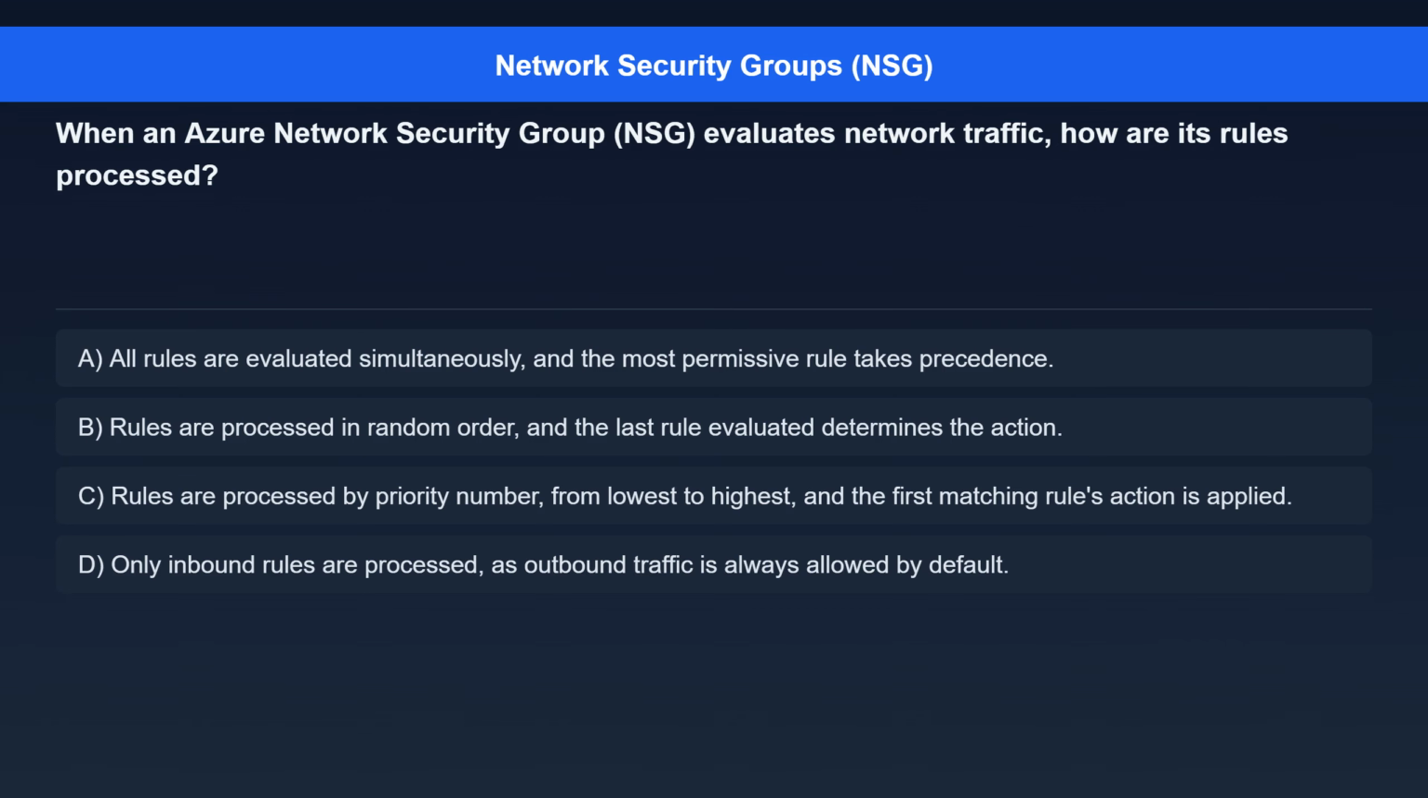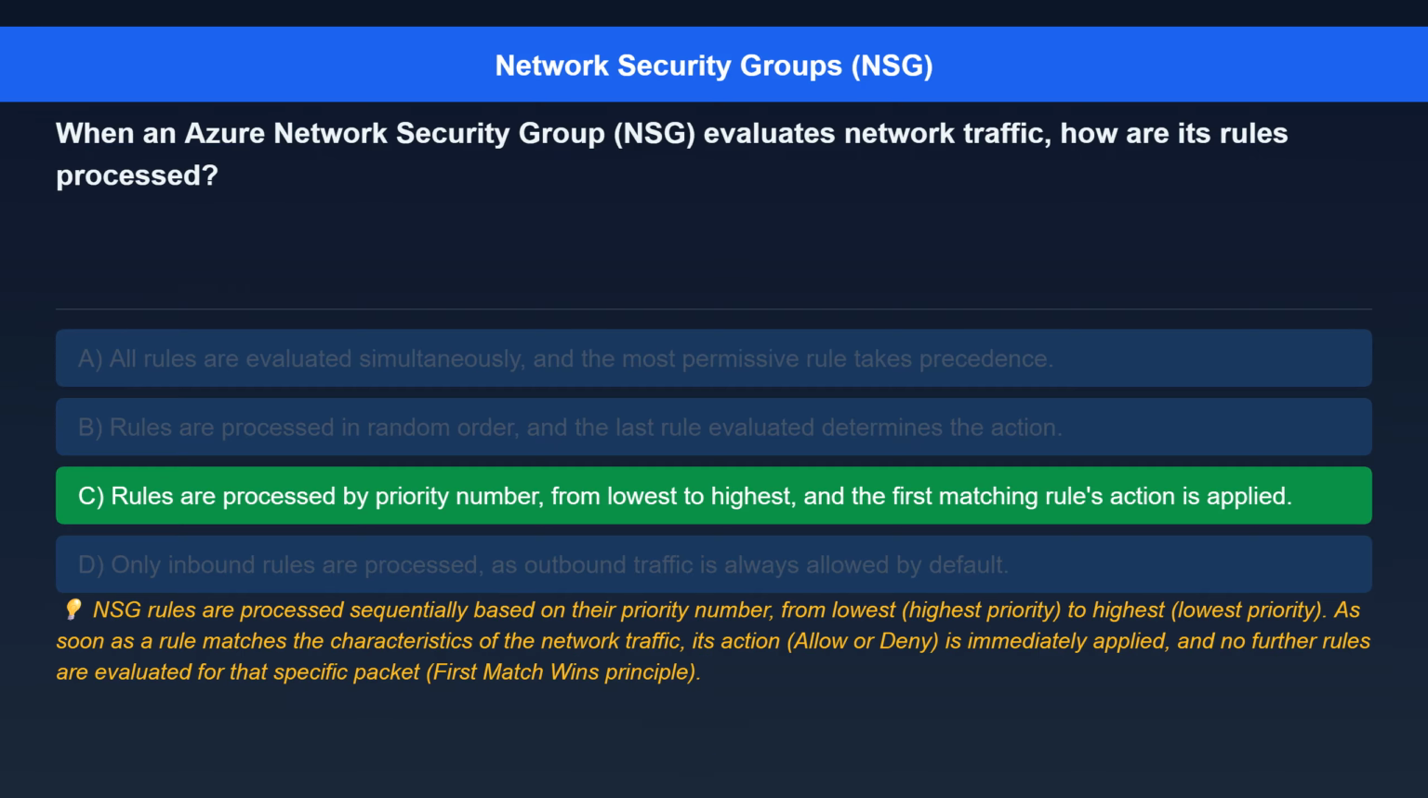Question 4. When an Azure Network Security Group, NSG, evaluates network traffic, how are its rules processed? Option A, all rules are evaluated simultaneously, and the most permissive rule takes precedence. Option B, rules are processed in random order, and the last rule evaluated determines the action. Option C, rules are processed by priority number, from lowest to highest, and the first matching rule's action is applied. Option D, only inbound rules are processed, as outbound traffic is always allowed by default.